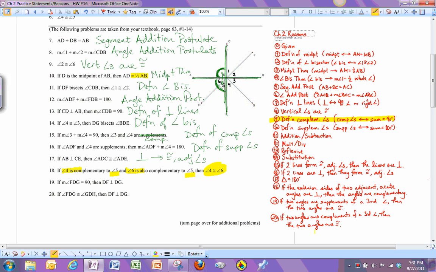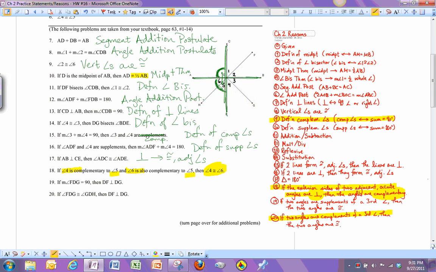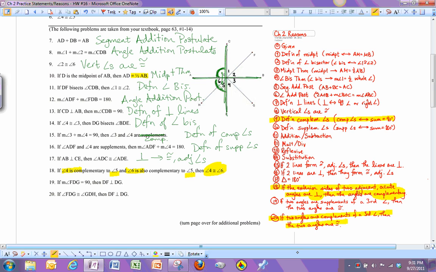We've got definition, and we've got exterior sides of 2 adjacent acute angles are perpendicular, then you get complementary. Notice though it starts with perpendicular here and gets complementary. That's not what this says. This starts with some complementary and gets congruent. And then we got one more here. If 2 angles are complements of a third angle, then the 2 angles are congruent. That's exactly what this says.